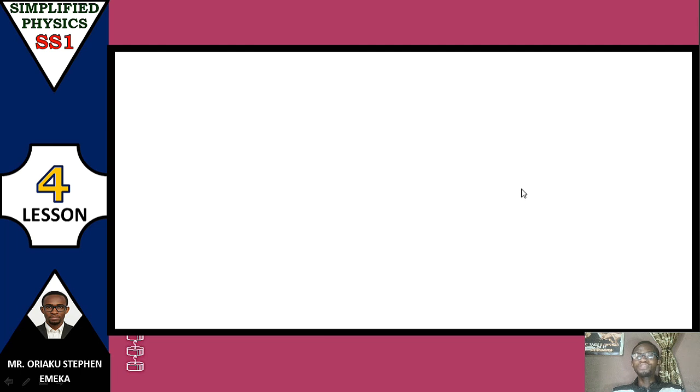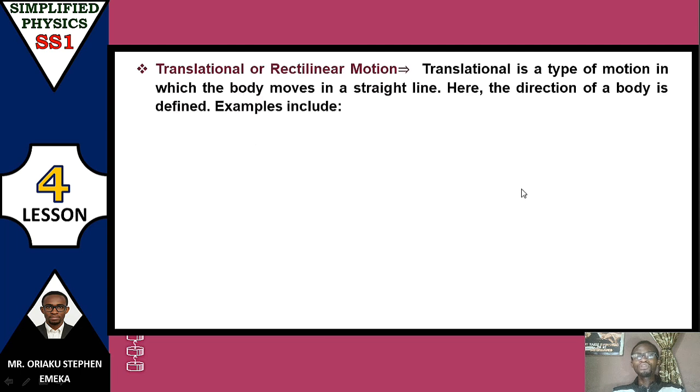The next one is translational or linear motion. Translational motion, like the name suggests, linear meaning in a line, is the motion of a body in a straight line. So the difference between random and translational: random does not have a specified direction, while translational has a specified direction. In this case, the body has a definite direction.